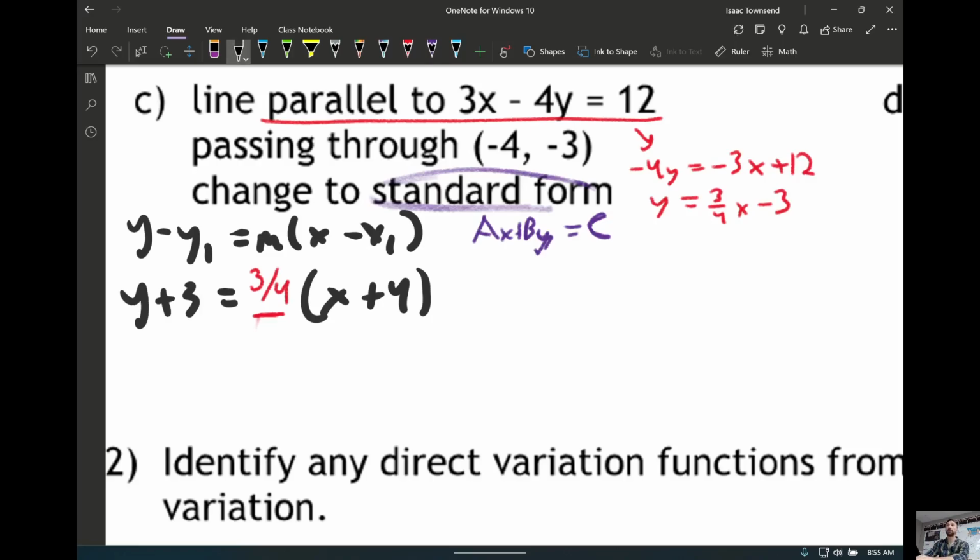So I can do that with my point-slope. I'm just going to distribute the 3/4 to get rid of the parentheses. I could subtract these x's over to the left.